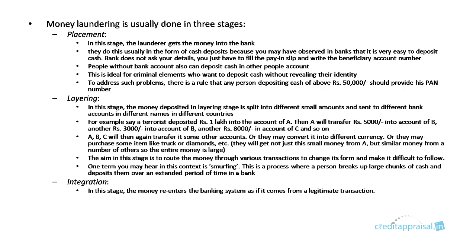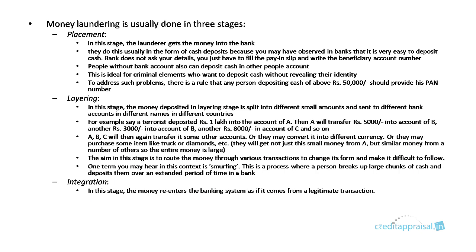For example, say a terrorist has deposited 1 lakh into the account of A. Then A will transfer 5,000 to the account of B, another 3,000 to account of B, another 8,000 to the account of C, and so on. He'll split this large amount into multiple small amounts and transfer them into different persons' accounts in different cities and different countries. Then, at the end of the day, all the people who have received the money, B, C, D, etc., will again transfer it to some other accounts, in different currency also. Or they may purchase some items like trucks or diamonds, etc. They'll get not just the small money from A, but similar money from a number of others. So the entire money is large.